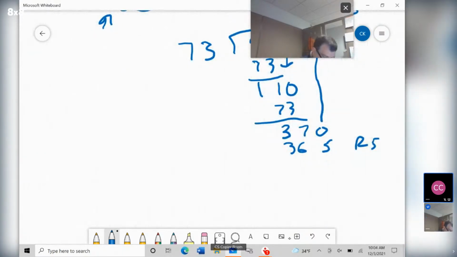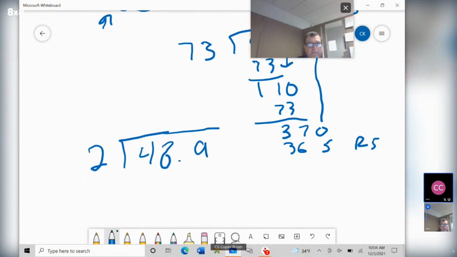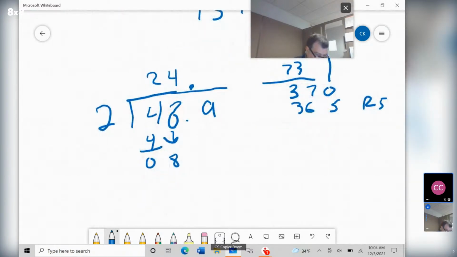Okay, let's do another one here. Let's do 2 into 48.9. Okay, so there's no decimal out here, so we don't have to worry about that. But remember, we want to move this decimal straight up. Then 2 goes into 4 2 times. 2 times 2 is 4. That's going to be 0. We bring down the 8. 2 goes into 8 4 times. Then 4 times 2 is 8. That's going to be 0.